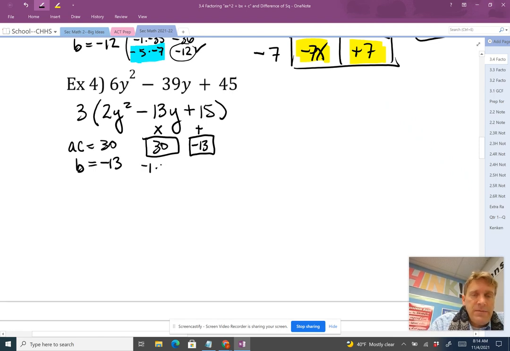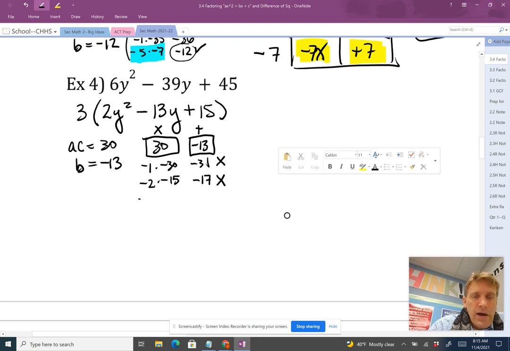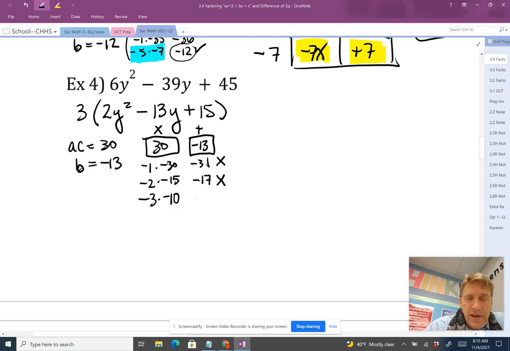So negative 1 times negative 30 would be negative 31. That's not it. Negative 2 times negative 15 would be positive 30, and negative 2 plus negative 15 would be negative 17. Neither of these are it because they're not equal to negative 13. Negative 3 times negative 10 would give me positive 30, and negative 3 plus negative 10 is negative 13. So those are the numbers that we're looking for.